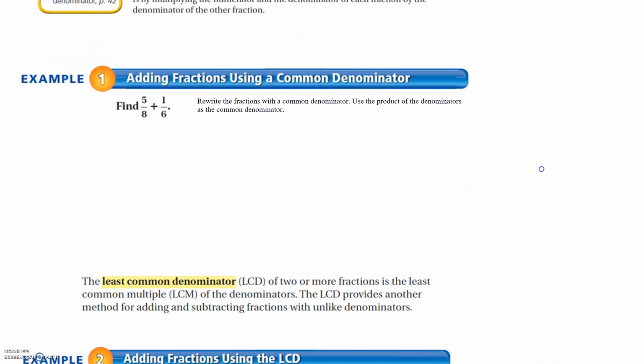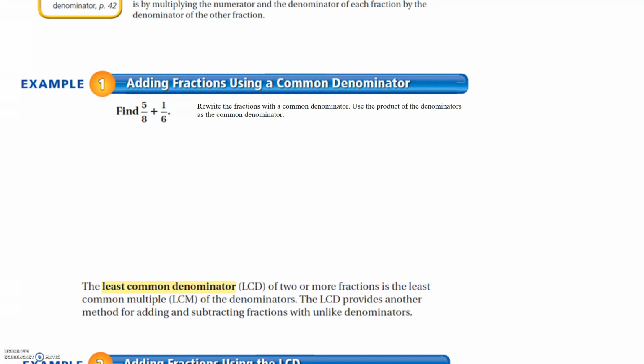So, first one, we're adding fractions with a common denominator. First we want to rewrite our fractions with that denominator. I need to figure out what a nice common denominator is going to be, and one way to do that is to use the product of our denominators. So I would take 8 times 6. 8 times 6 is 48, and I would use that as my denominator.